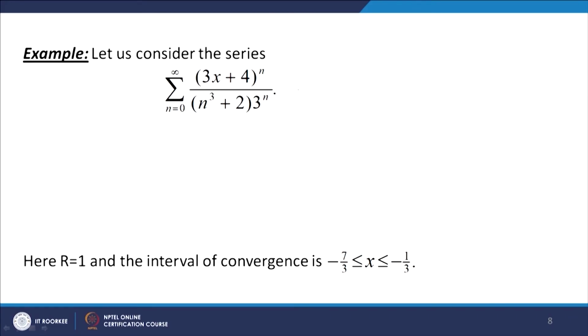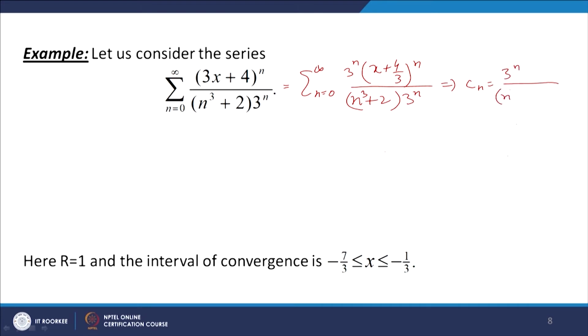Okay. Let us now consider the series sigma n equal to 0 to infinity (3x plus 4) to the power n over n cube plus 2 into 3 to the power n. So, here again let us write in the standard form, n equal to 0 to infinity, 1 over 3 to the power n, and then we have (x plus 4 by 3) raised to the power n divided by n cube plus 2 into 3 to the power n. Okay. So, this gives C n equal to 1 by n cube plus 2.